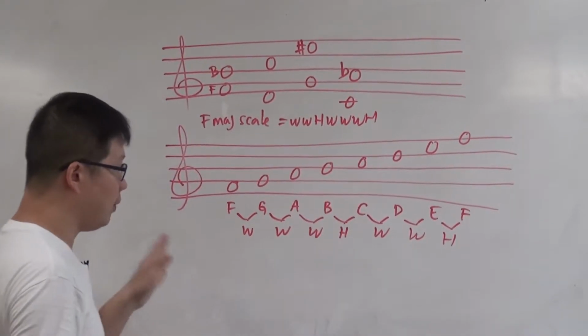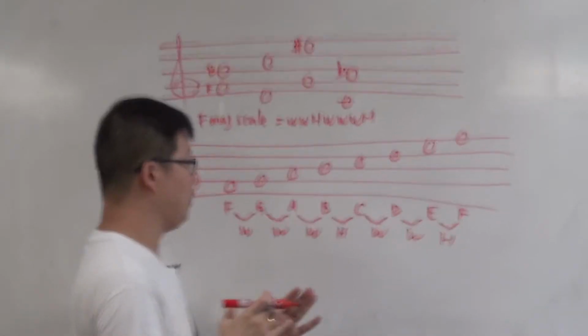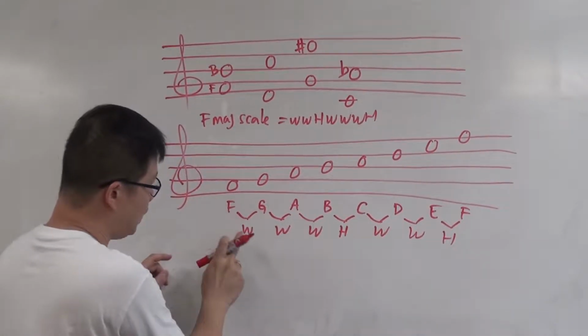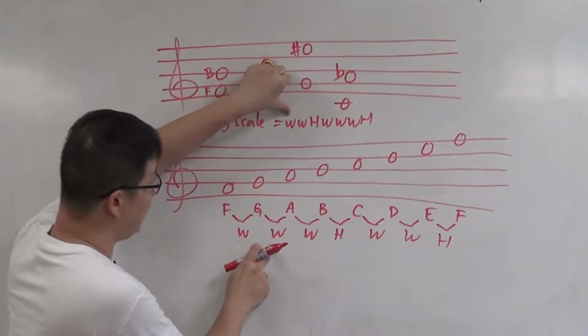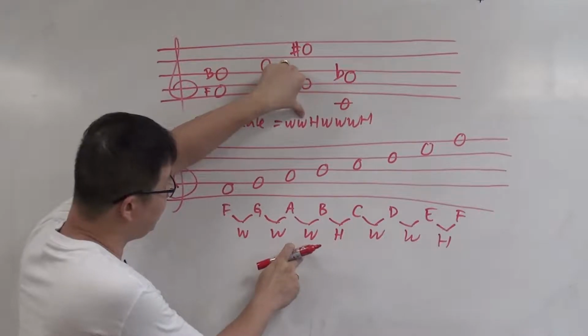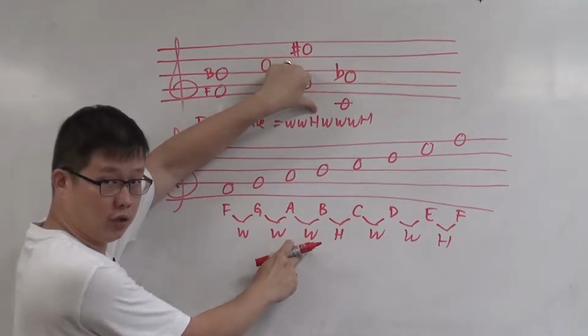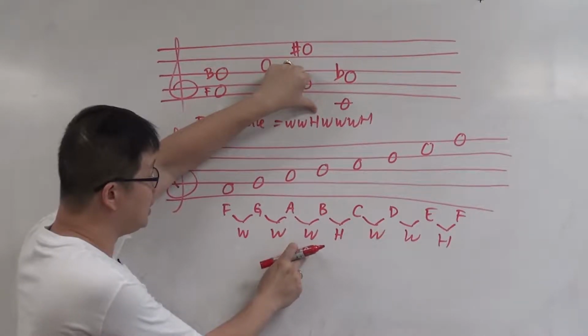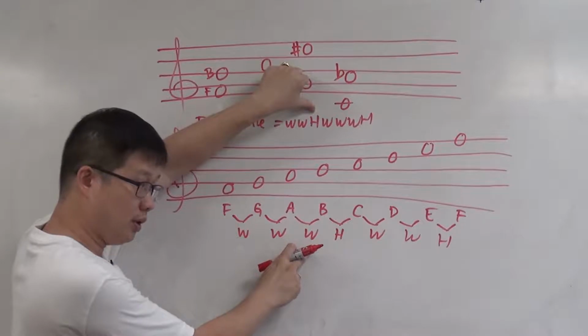Now we want to check whether this is correct or incorrect. And if this is incorrect, how can we fix it? Okay. Now F to G is W, and this is also W, which is correct. G to A is W, and this is also W, which is correct. A to B is W, however the formula says H. Now how can you make this W become H? Which accidental to use? Flat.